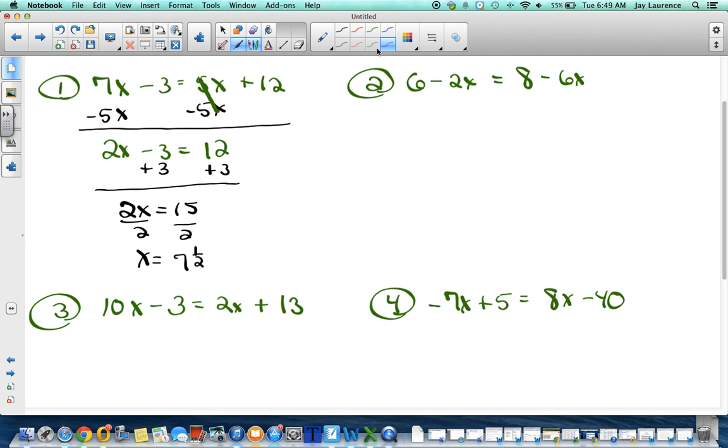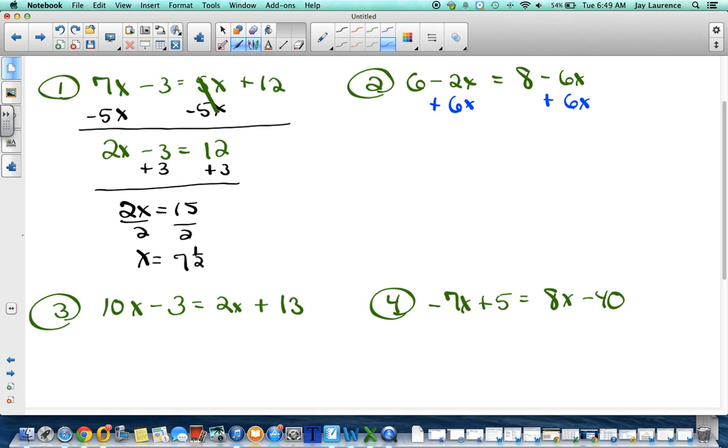If you're still watching, I'm supposing that you have already attempted problem number 2. Now, you could add 2x to both sides, but remember I recommended getting rid of the x term with the smaller coefficient, and -6 is smaller than -2. So I'm going to add 6x to both sides.